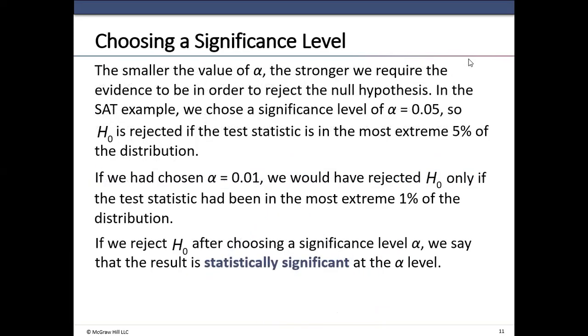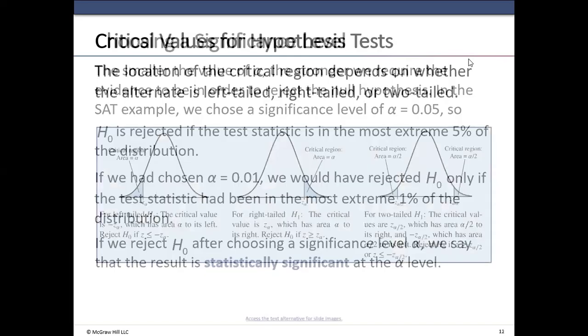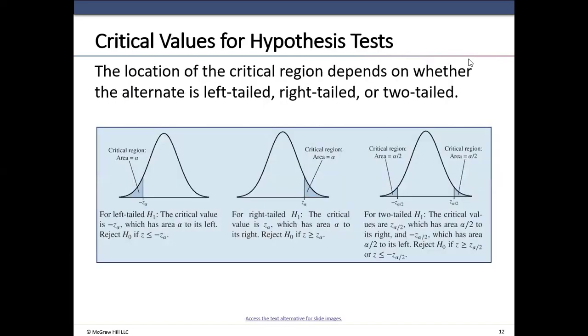The smaller the value of alpha, the stronger we require the evidence to be in order to reject the null hypothesis. In the SAT example, we chose a significance level of alpha equal to 0.05 so that H0 is rejected if the test statistic is in the most extreme 5% of the distribution. If we had chosen alpha equal to 0.01, we would have rejected H0 only if the test statistic had fallen in the most extreme 1% of the distribution. If we reject H0 after choosing a significance level alpha, we say the result is statistically significant at the alpha level.